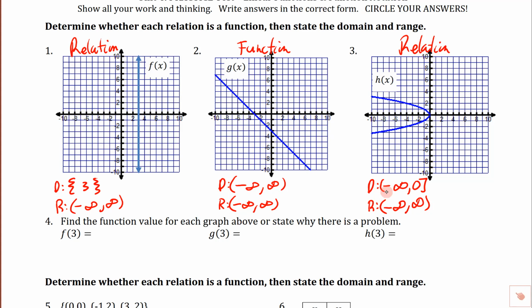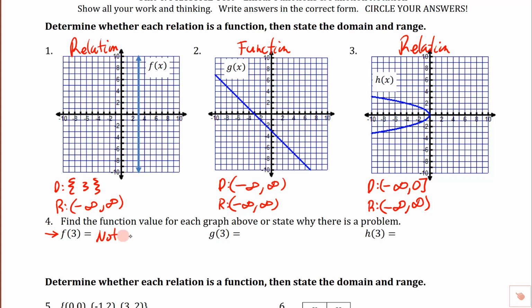So the next part of this says, find the function value for each graph above or state why there's a problem. Well, we know on a relation we might have a problem, so let's take a look at this one here. It says find f of 3. It's really not even proper notation to have that f there because it's not a function, but if we look over here at 3, this means we go to 3 on the x-axis and then we figure out where the function is. So there's not a function value here for a couple of reasons.